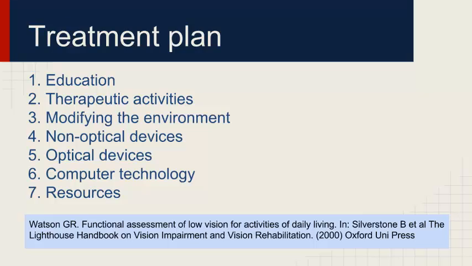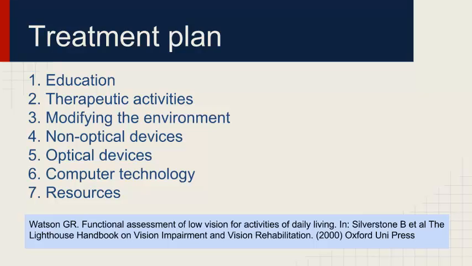So devising the appropriate treatment plan for your patient is crucial. Now, Watson, in her article, Functional Assessment of Low Vision for Activities of Daily Living, suggests a 7-step treatment plan where teaching new skills comes after patient education. So inform the patient about their eye disease first, then implement the new skills.